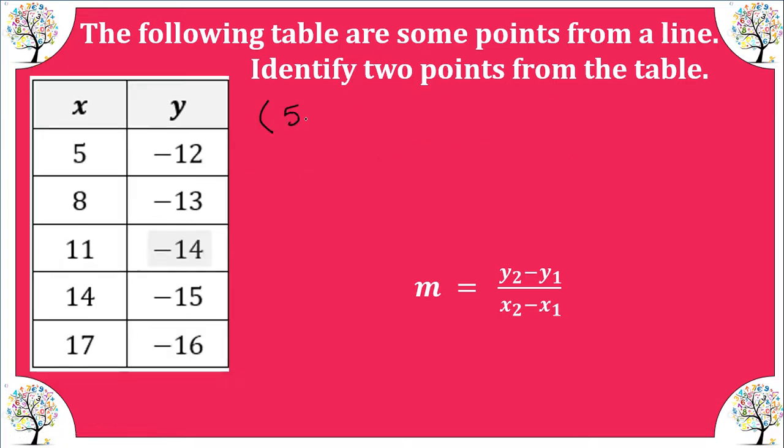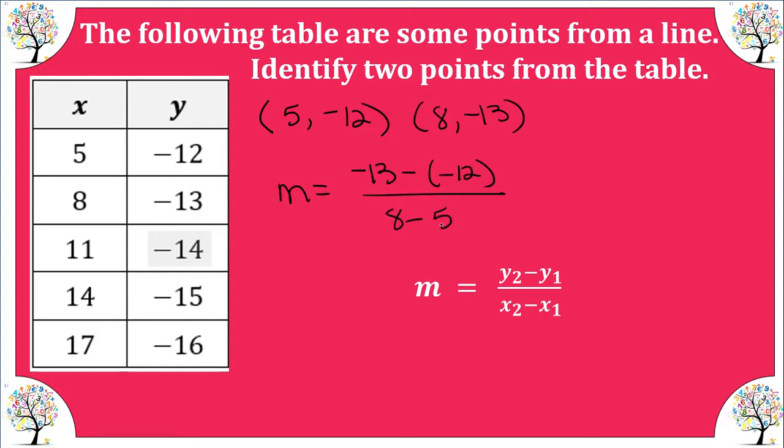Again, I'm just going to use the top 2 points. Put it into the formula, y2 minus y1 over x2 minus x1. That gives me -1 over 3. And I could see that as my x values increased, my y values were decreasing. So I can see that I did have a negative slope. So this would be down 1 and right 3.